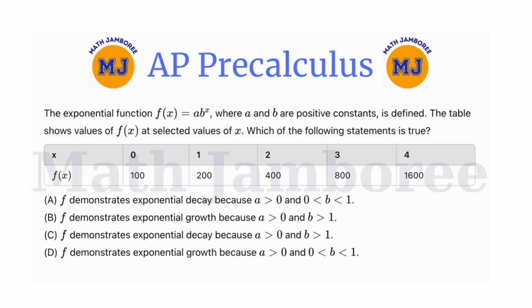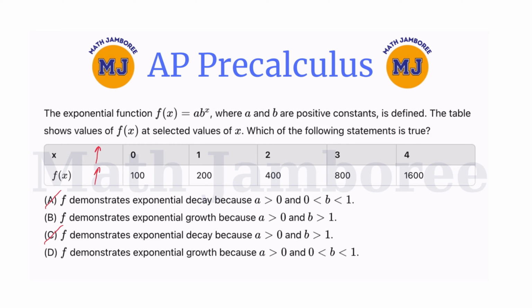X is 0, 1, 2, 3, 4, so x values are increasing. The y values are 100, 200, 400, 800, 1600. They are also increasing. If they are both increasing, this must be a growth function. So this is not a decay function. I can go ahead and eliminate choice A and C. Now we are between either choice B or D.